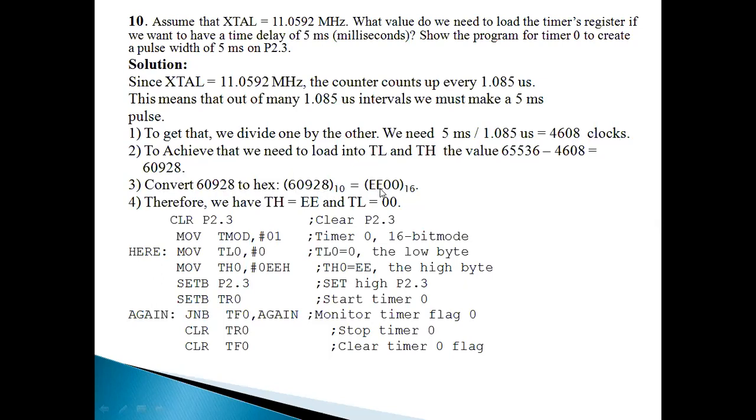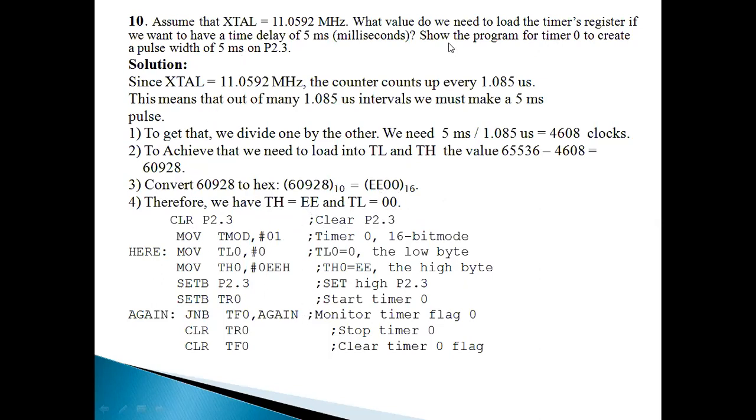So its equivalent is EE00H. In the fourth step, we have to put the lower byte of this in TL and the higher byte in TH. Therefore, TH will be equal to EEH and TL will be equal to 00H. So this is how we found what values are to be loaded in registers TH and TL. The next thing is we need to write the code.